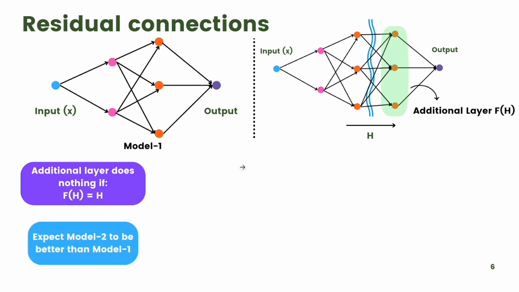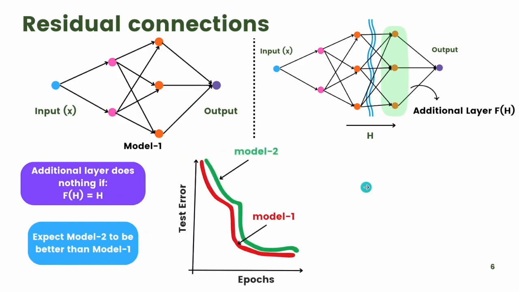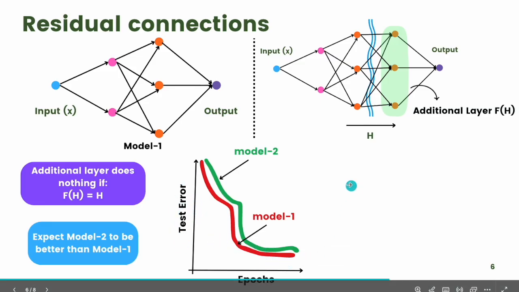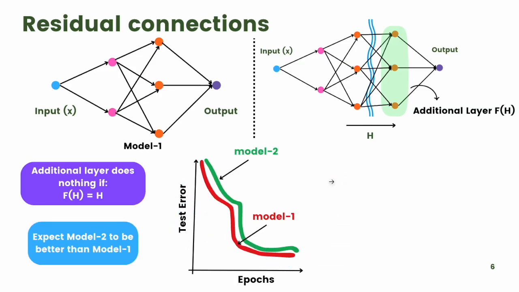Okay, so this would be our expectation. But this is not something that we observe in practice. So if we were to compute the testing error for these two different models, testing error is shown here along the y-axis, and on the x-axis we have the number of epochs. Then we realize that actually Model 2 performs worse than Model 1.